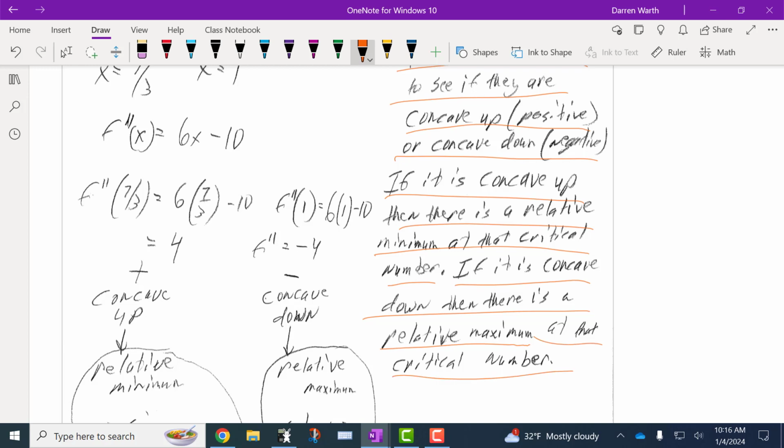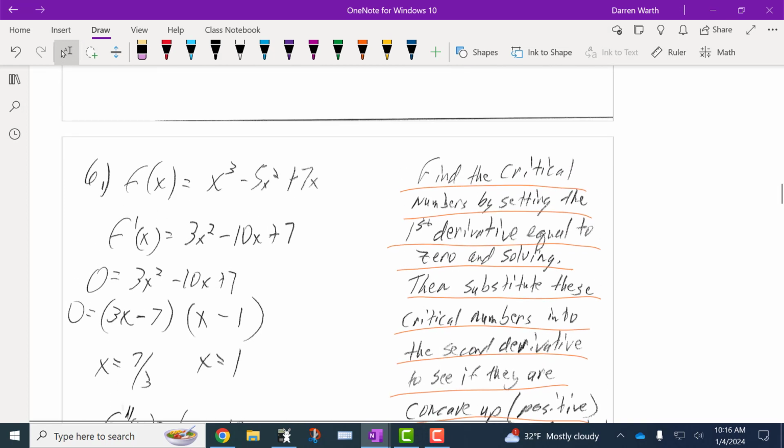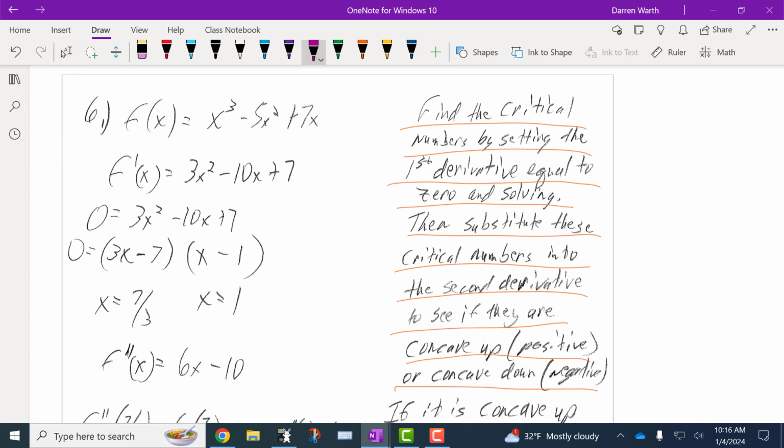So the first thing we've got to do is go ahead and find our critical numbers. To find the critical numbers, remember we're going to take the first derivative and set it equal to 0. Take the derivative of x cubed, I get 3x squared. Take the derivative of negative 5x squared, I get negative 10x. And take the derivative of 7x and get plus 7. Set that equal to 0 and factor it. So I got 0 equals 3x squared minus 10x plus 7.